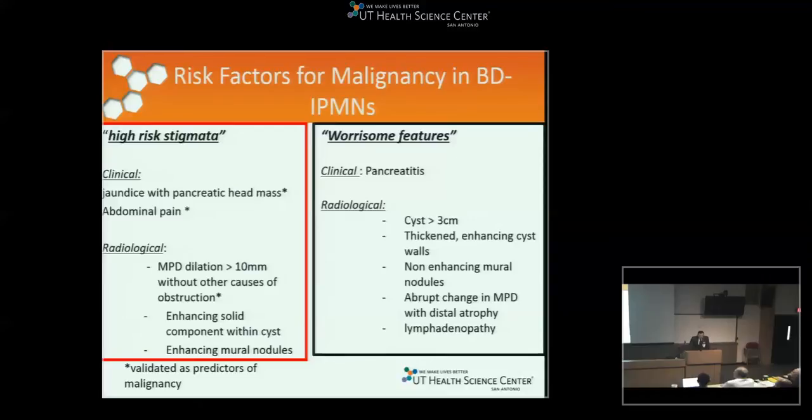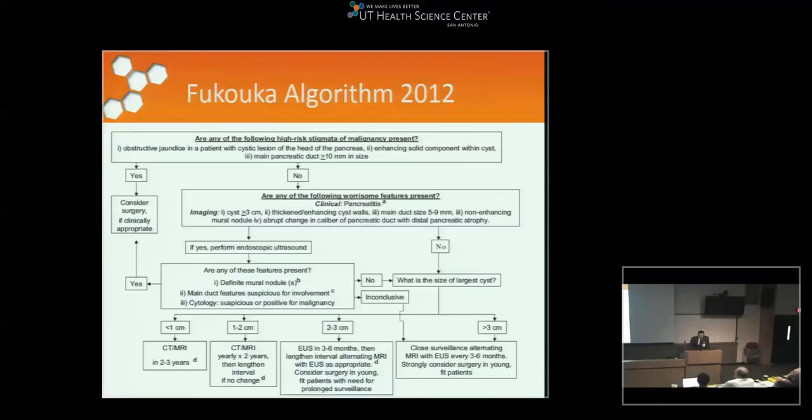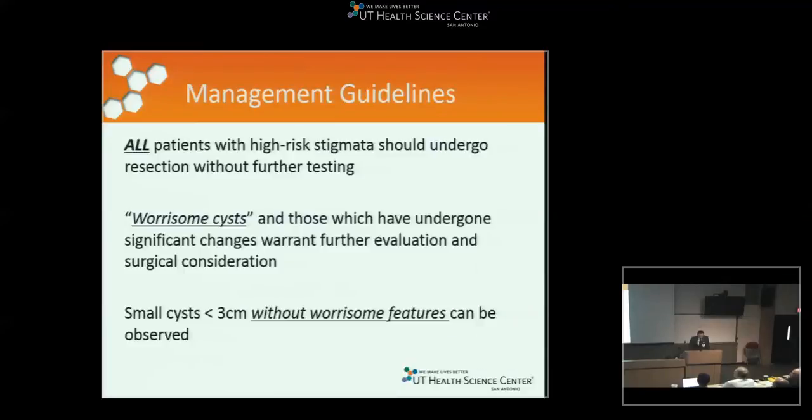Worrisome features prompting further workup include pancreatitis, as I mentioned, and also cysts greater than 3 centimeters with enhancing walls or non-enhancing mural nodules. In addition, abrupt changes in the main pancreatic duct with distal atrophy and lymphadenopathy prompt further evaluation. This is a picture of the algorithm that was published in 2012 that looks a bit convoluted and confusing, but I think that it can be best summarized in 3 statements.